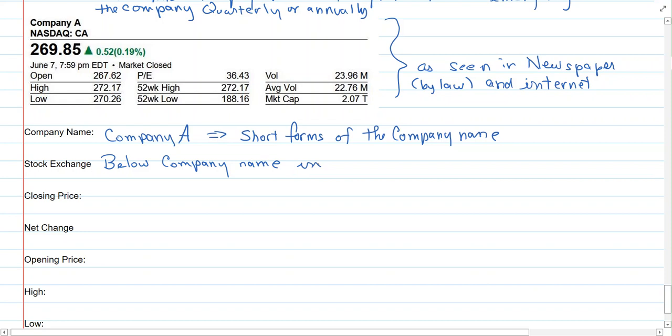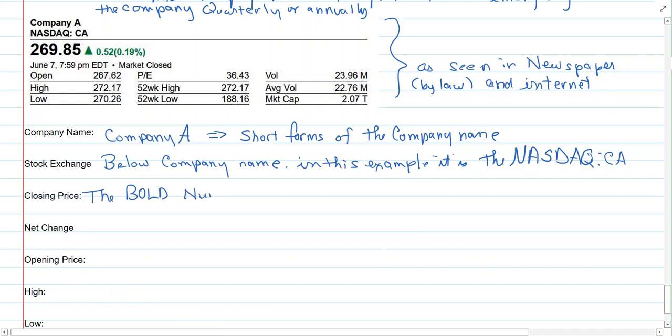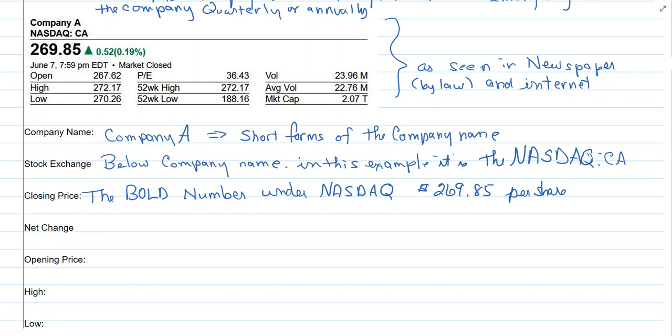And in the example, it is the NASDAQ. From the California branch. All right. The closing price is the bold number under NASDAQ. And in this case, the closing was 269.85 per share. Just good stock.